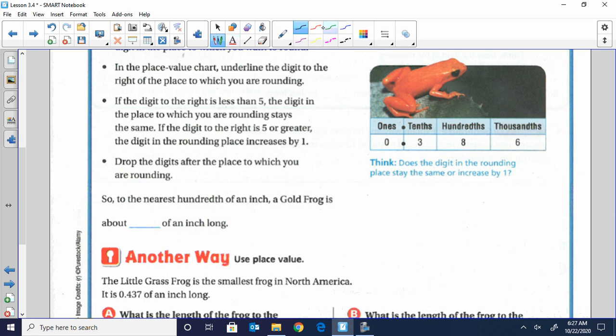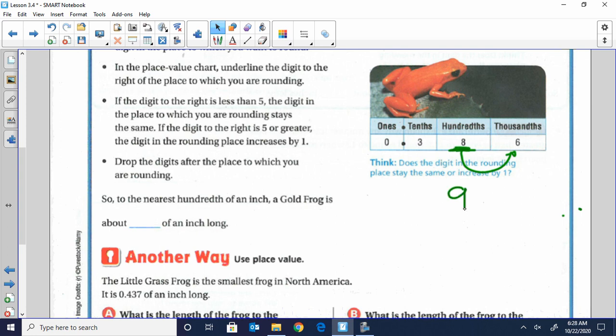And with rounding, we're going to want to make sure that we underline the digit that we are rounding. So we wanted to round it to the nearest hundredth, so we are underlining the hundredths place. We are then going to look to the digit to its right. If it is less than 5, it keeps the 8 the same. If it's greater than 5, it's going to bump the 8 up 1. 6 is greater than 5, so we are going to bump this 8 up to a 9.